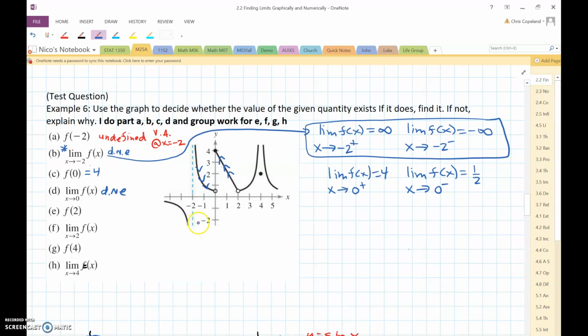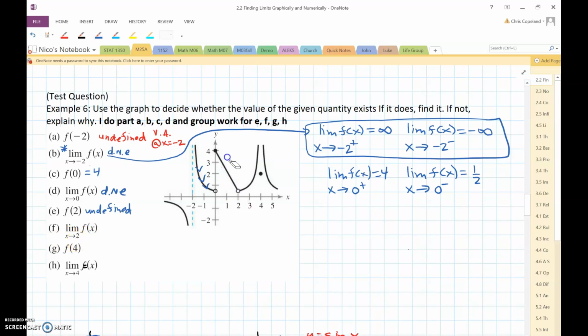Okay? Next, f of 2. f of 2 is right here. This is going to be undefined because no point exists there. So this would be undefined. Part F, the limit of f of x as x approaches 2.